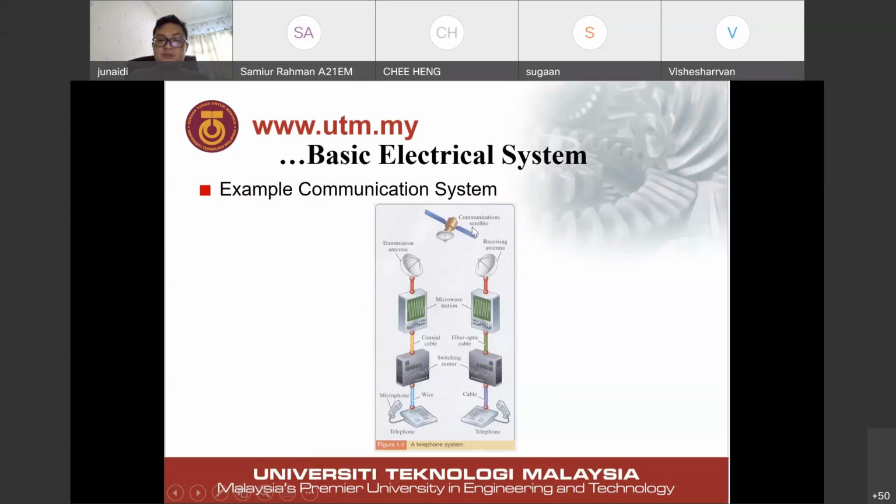So this is how it works. Your telephone and then the switching center, coaxial cable, wave station, and then we have a transmission antenna, and at the end of the receiving side, we have a receiving antenna. So this is how it works. And the receiver can be a transmitter as well. So that's how it works.